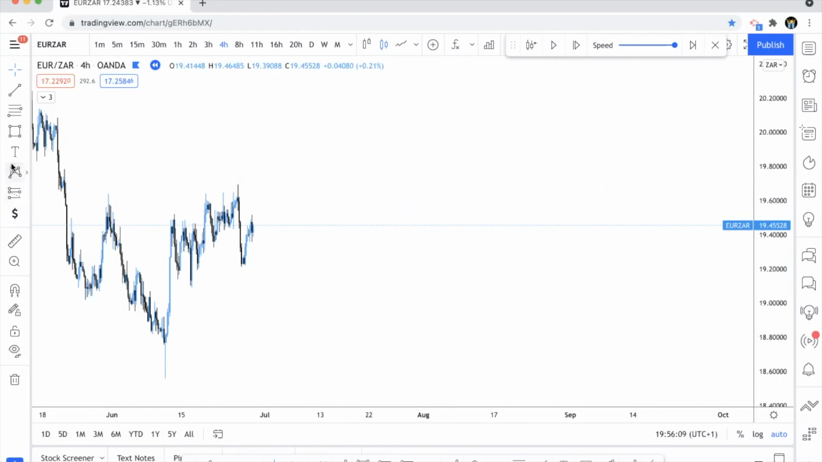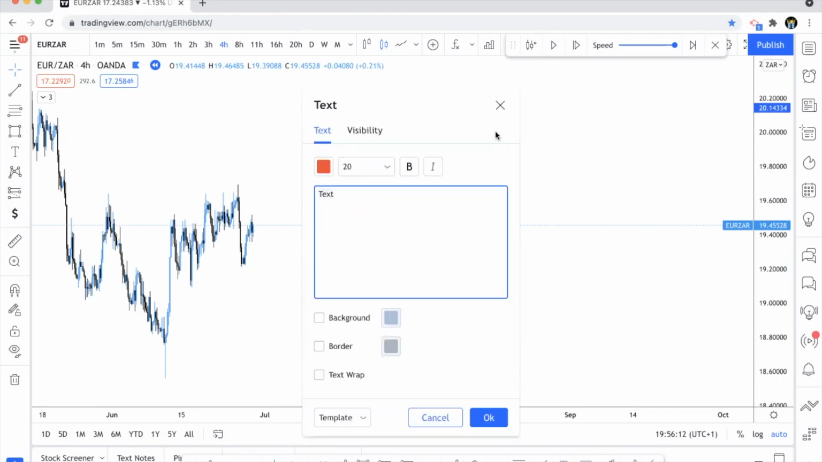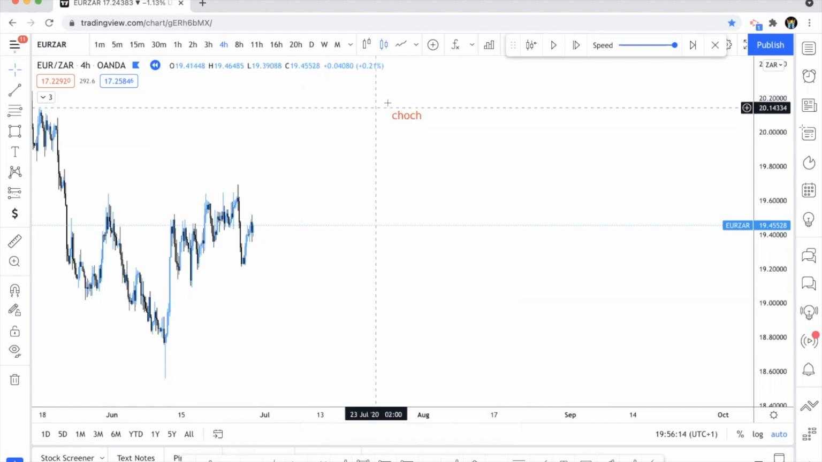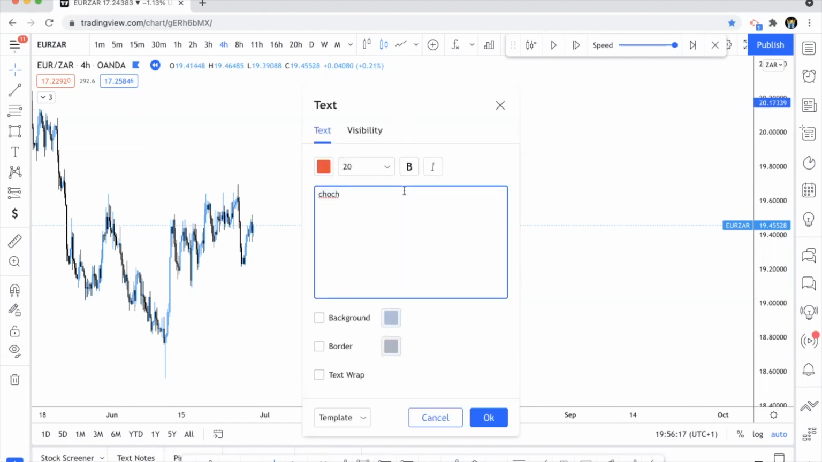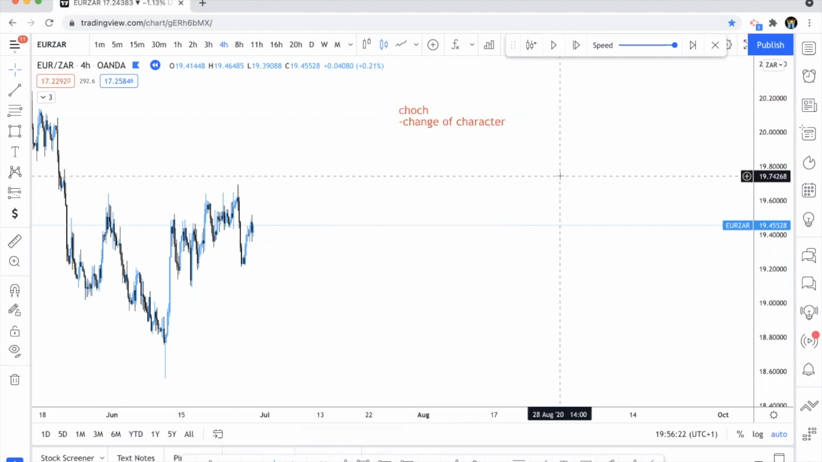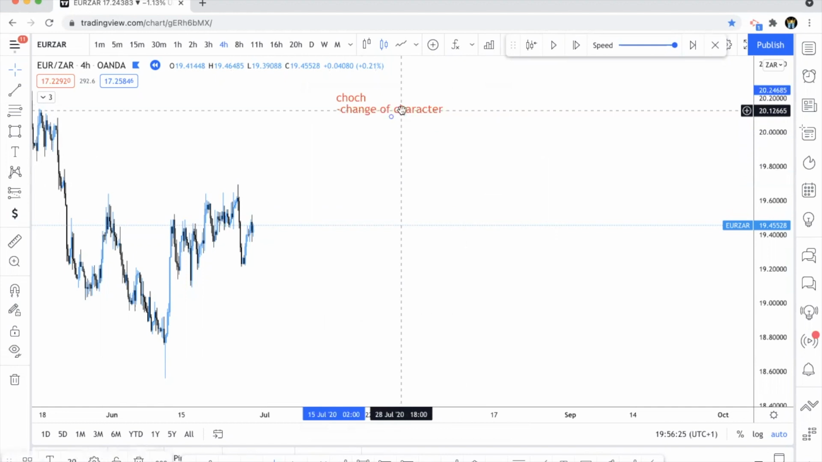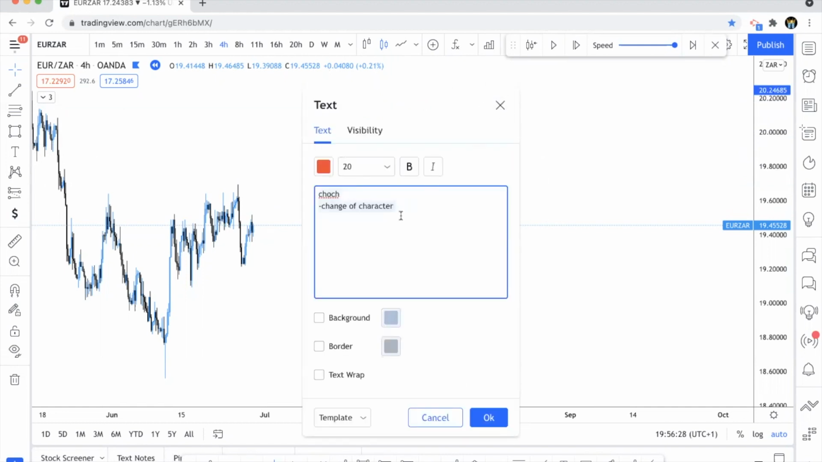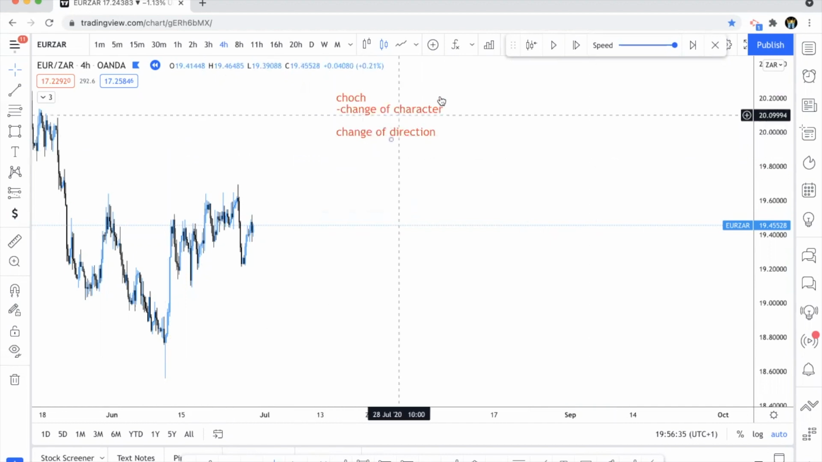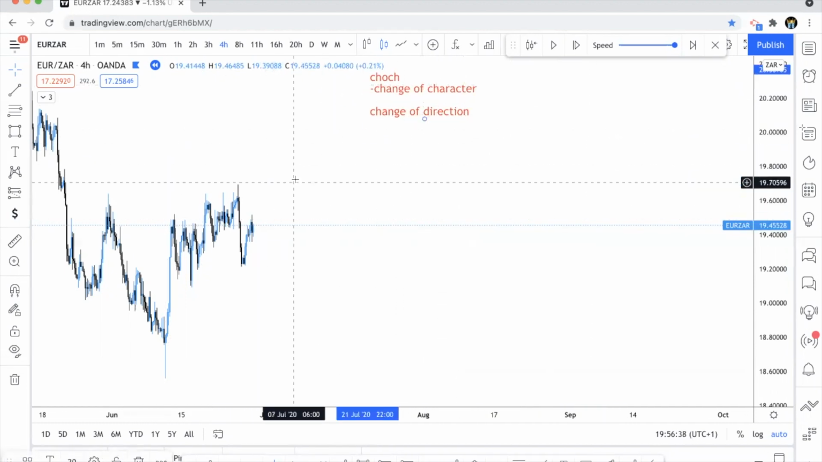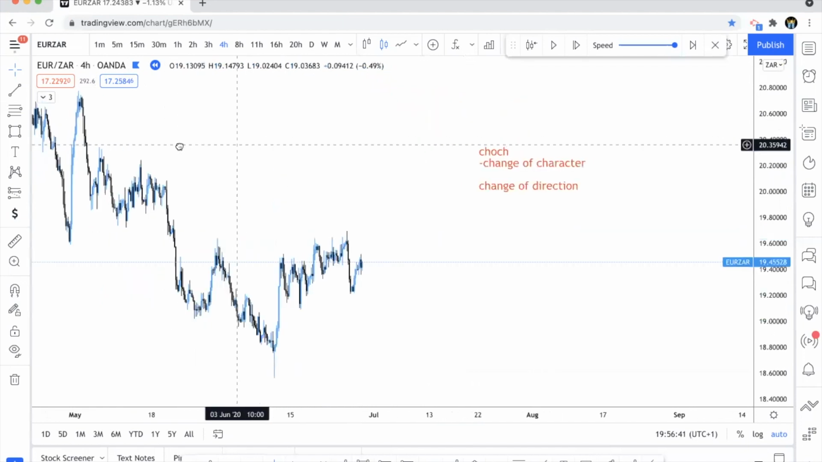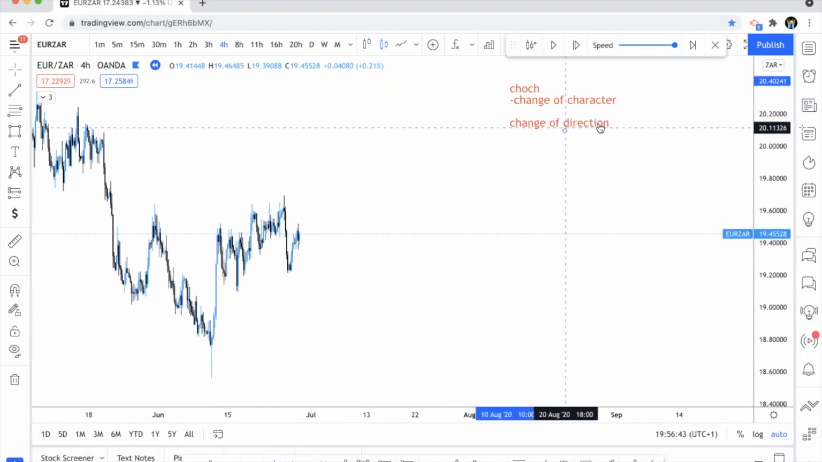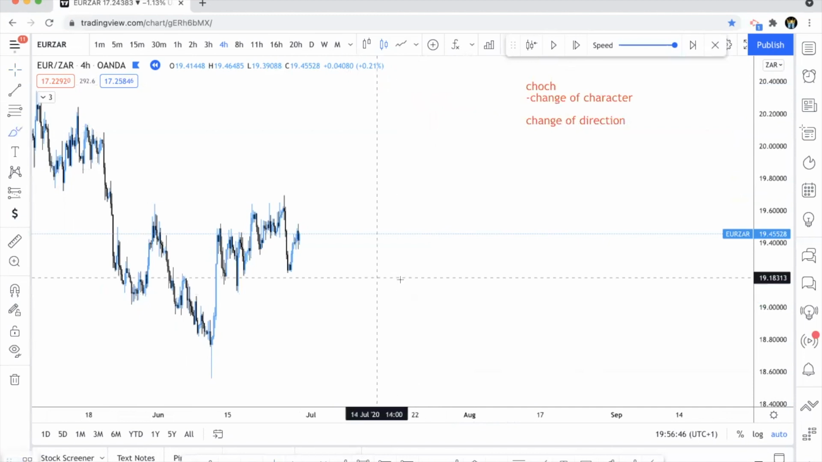Okay, so a CHoCH is spelled this way. This is a CHoCH, right? But what does a CHoCH stand for? It just means change of character. Now we have to ask ourselves, what is a change of character? Change of character is really just a change of direction. So we'll just say change of direction, and that's specifically talking about the markets. Obviously.